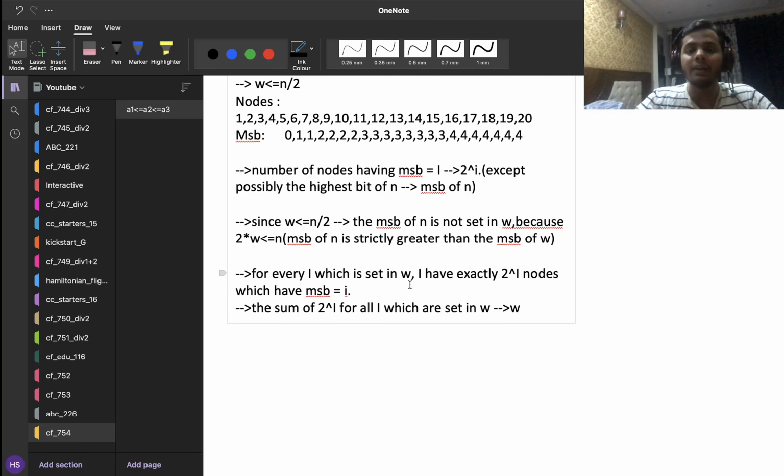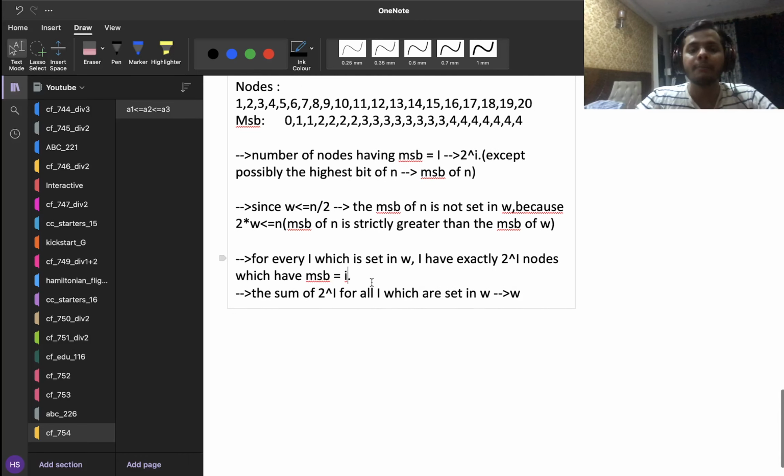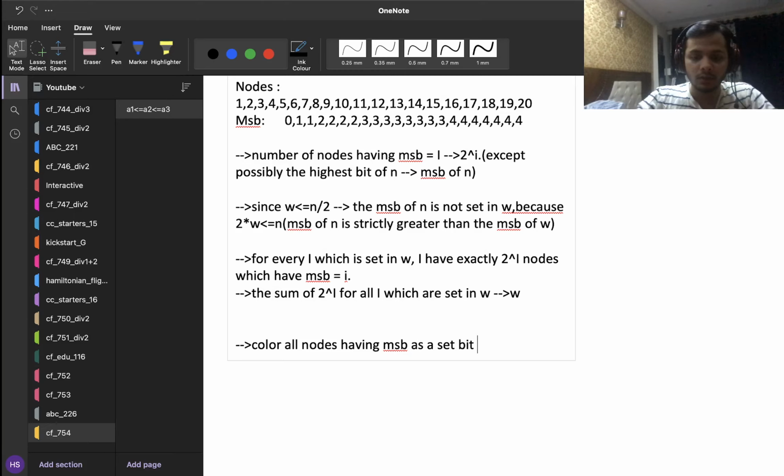So I know that the number of numbers having MSB equal to I, for all I which are set in W, is equal to 2 raised to the power I, and that just solves the problem, because now what I can do is color all the nodes having MSB as a set bit in W to be white, and color all other nodes black.